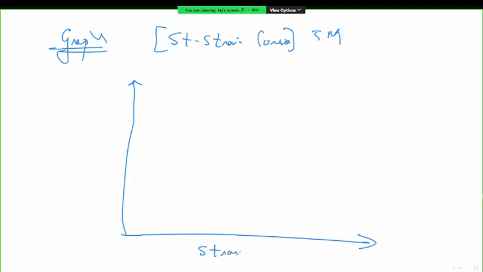So along the x-axis always strain, along the y-axis always stress. Fine. This is called a stress-strain curve. The graph should always go like this. Listen up. It's a straight line first. One minute, wait.